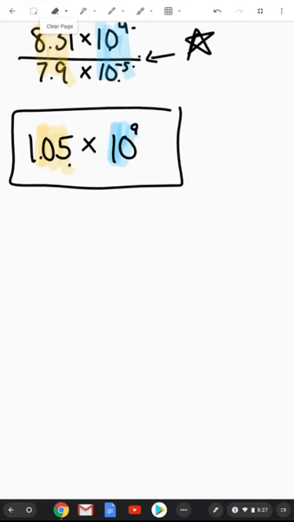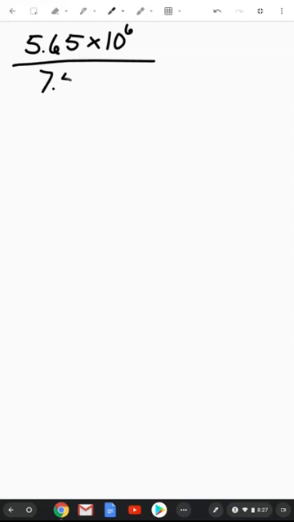Let's look at one other example, maybe where we don't get the exact final, like our coefficient is not in the correct form, where we are going to maybe have to modify something there. So let's look at 5.65 times 10 to the 6th and 7.5 times 10 to the negative 2.